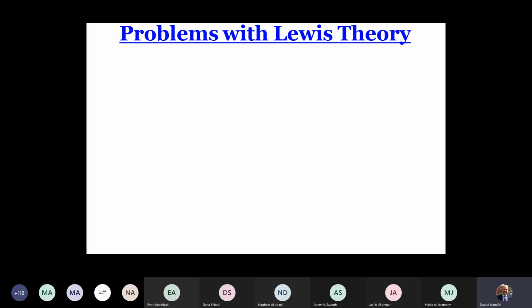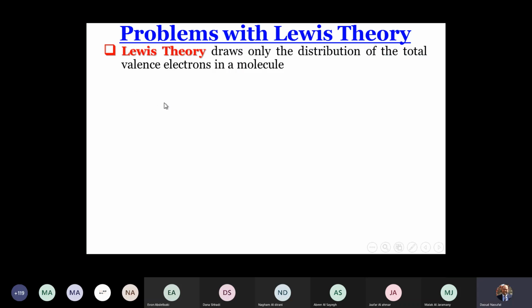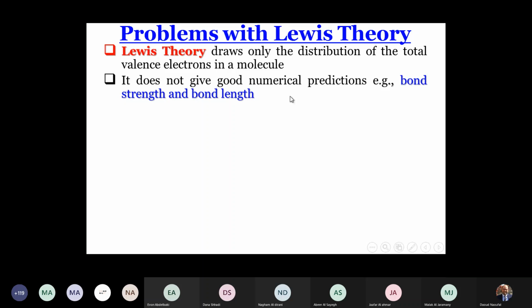The problem with the Lewis structure is that it has inconveniences. For this reason, we have to pass to another theory, which is the VBT, the valence bond theory. Lewis theory draws only the distribution of the total valence electrons in a molecule. It's not responsible for the distribution of these valence electrons, so it's not responsible for the type of these bonds.